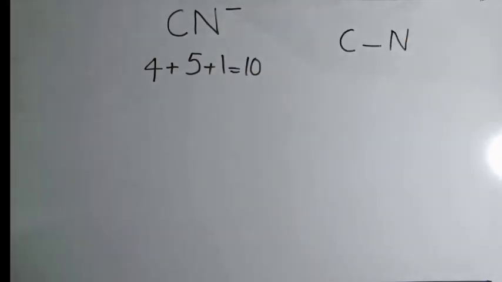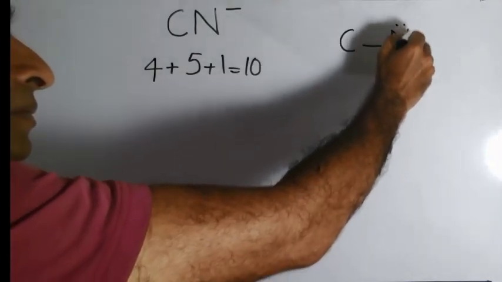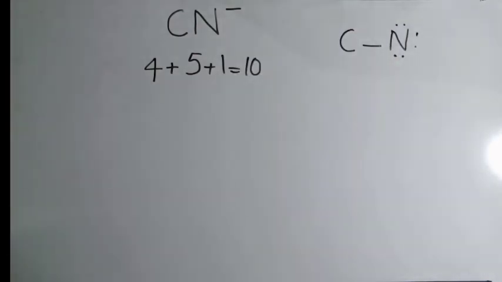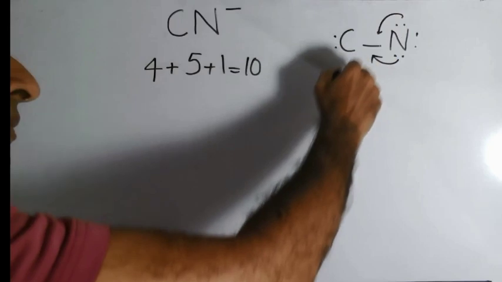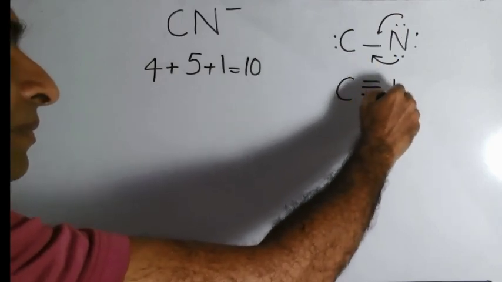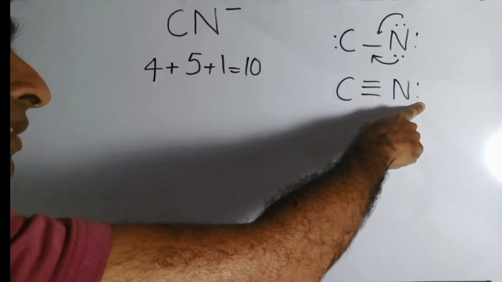So first we will complete the octet of nitrogen because it is more electronegative than carbon. So we used 8 electrons. So we have another 2. It should go to the carbon atom. So now here carbon has not completed the octet. So it requires another 4 electrons. Those 4 electrons we have to take from the nitrogen atom. So only one lone pair remains now.